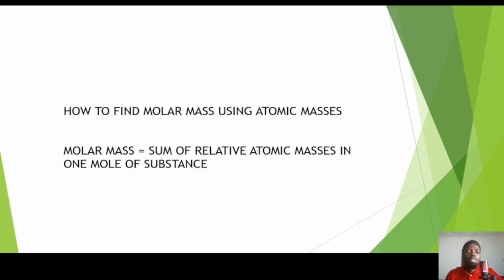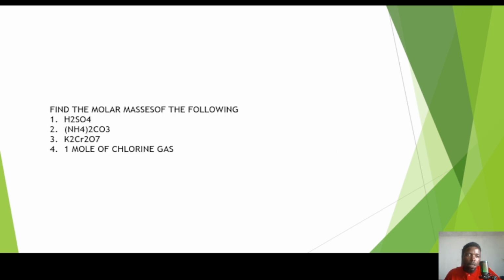Okay, with that said, we are now going to consider how to find molar mass using the atomic masses. As I said, whenever you are asked to find the molar mass, it is simply the sum of relative atomic masses in 1 mole of that substance. Let's consider this. Find the molar masses of the following: H2SO4, which is sulfuric acid, ammonium carbonate, potassium heptaoxodichromate(VI), and 1 mole of chlorine gas. These are the things we are going to consider to find their different molar masses.